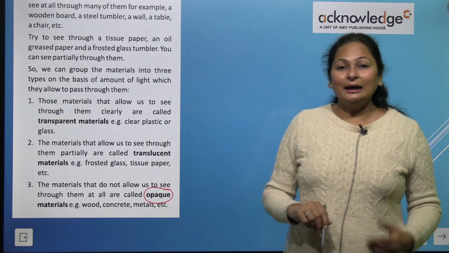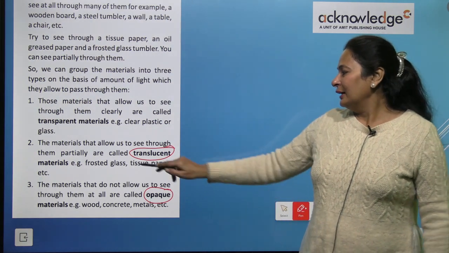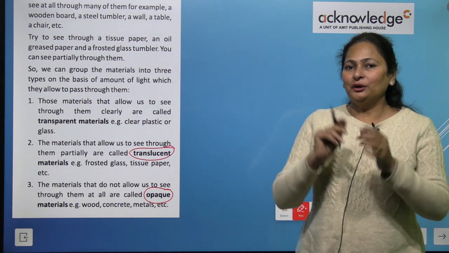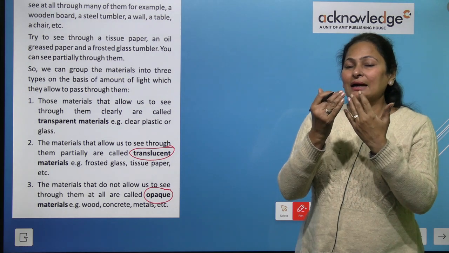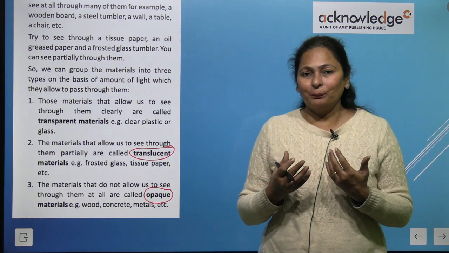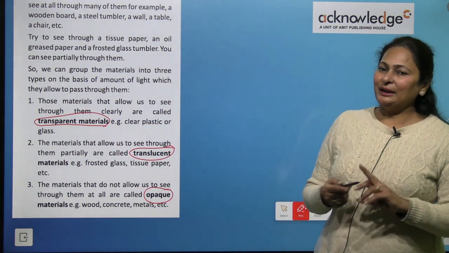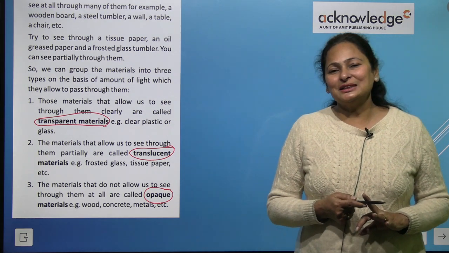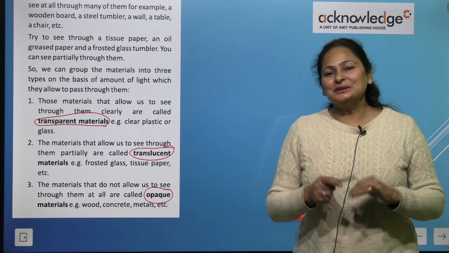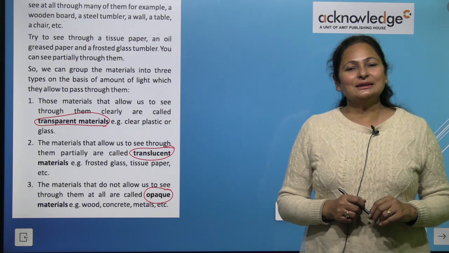And the materials that allow you to see partially are called translucent objects, like tissue paper, etc. If you apply some oil onto the paper, you would be able to see through it but not properly, right? So the materials that allow you to see are called transparent materials. Materials that don't allow you to see through them are called opaque materials, and the materials that allow you to see through them but partially are called translucent materials. Have you understood, kids? Right?